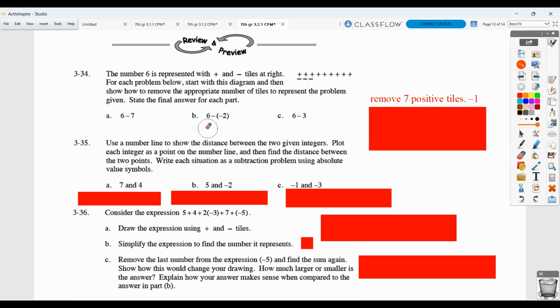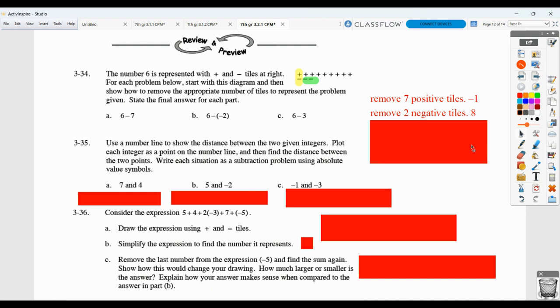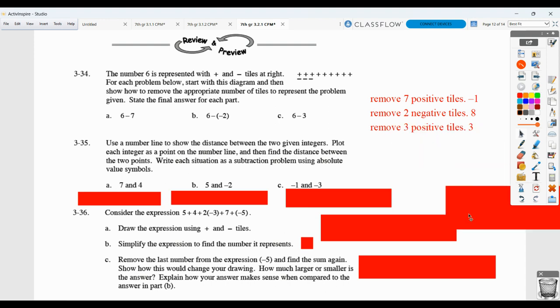Here, we're taking 6 and subtracting -2. Again, this is the starting value of 6. If we take away -2, that means we can only make 1 zero pair. And so now we're going to have a value of 8 left. And then 6 minus 3. All right, so make sure again that you're showing that in your doc.